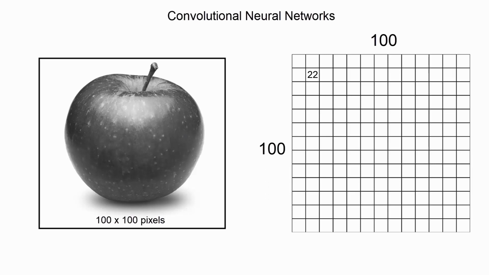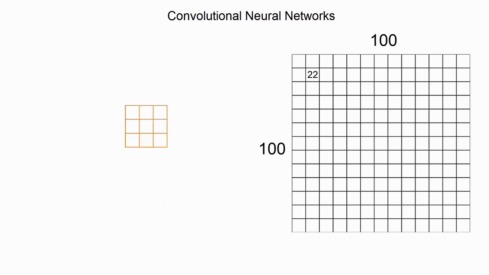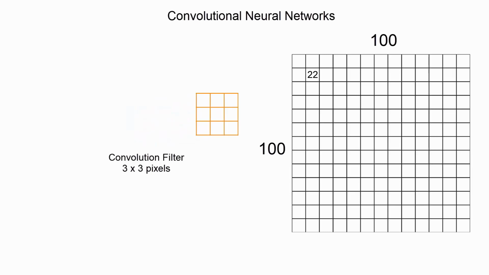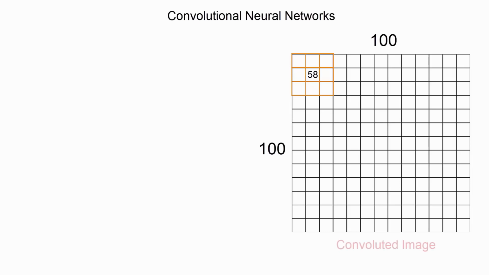So if we want to add a convolution layer, we do so by creating a filter, which could be a 3 by 3 matrix, and then we use that filter to scan through each pixel in our image, multiplying its nearest neighbors by the corresponding pixels in our filter, and adding the result to come up with a new pixel value. After we've gone through all the pixels in our image, we produce what is called a convoluted image.